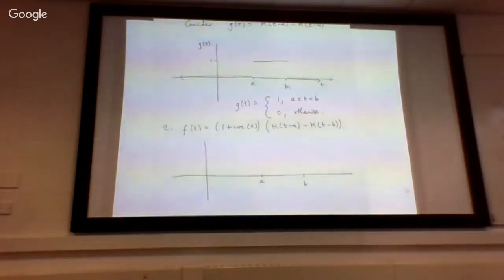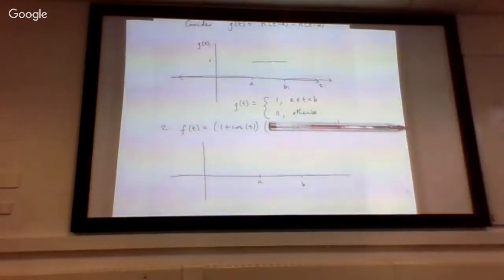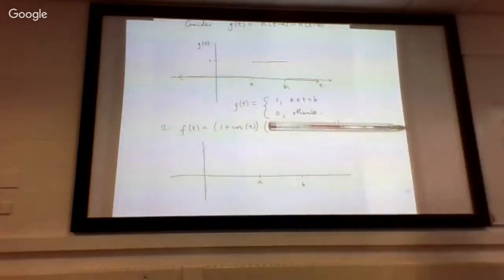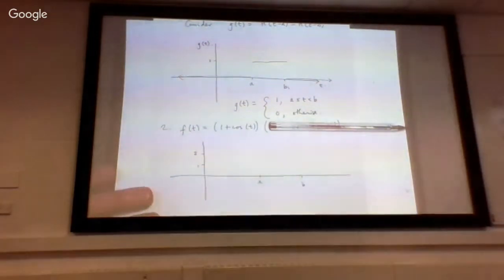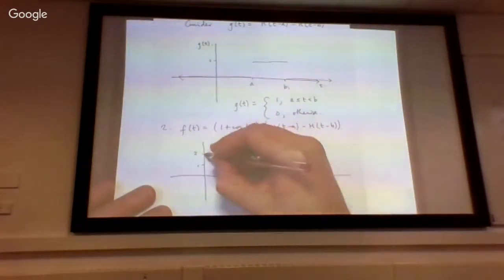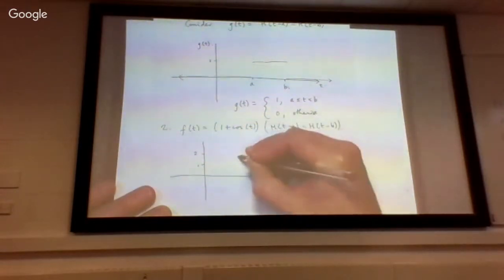If you ignore the combination of Heavisides, just think about the function 1 plus cosine of t. What does that do? That takes an average value of 1, and the cosine part oscillates between minus 1 and 1. So whatever it is, it's some kind of oscillating signal between 2 and 0.